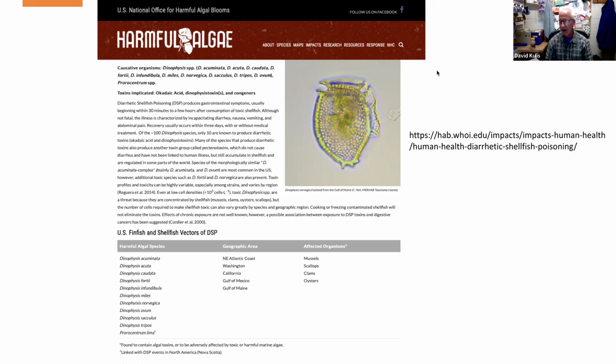For instance, D. acuminata in Europe are very toxic on a per cell basis, but here in the Northeast United States, these cells can be mildly toxic, where it takes over 1 million cells per liter, a sustained population, to be there for maybe a week or two before you see an uptick in toxicity. Next slide, please.